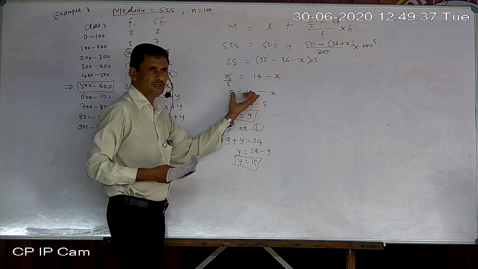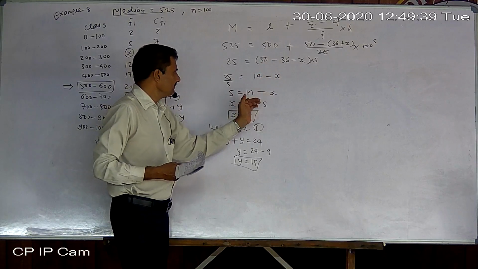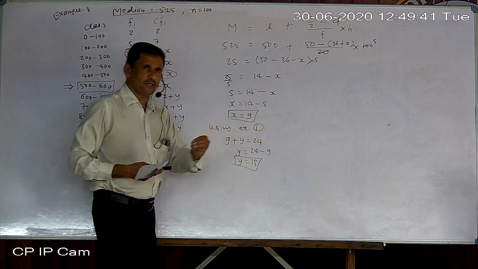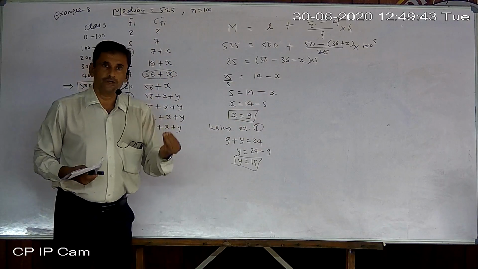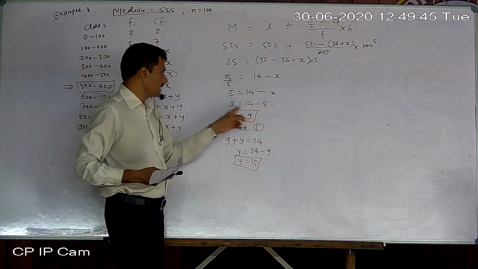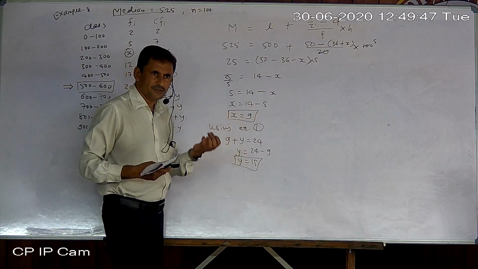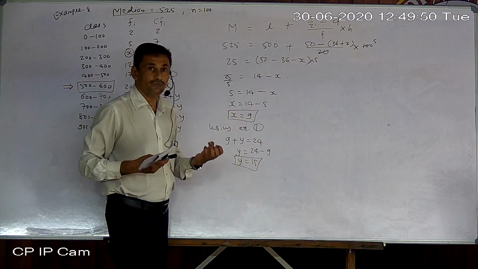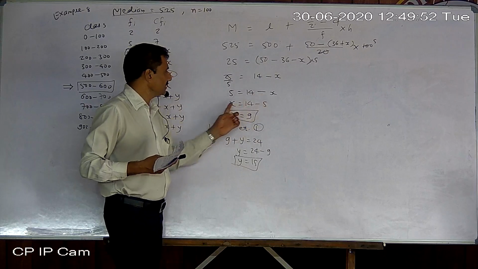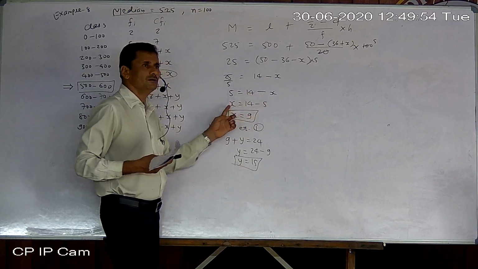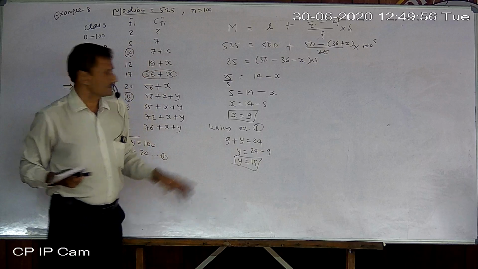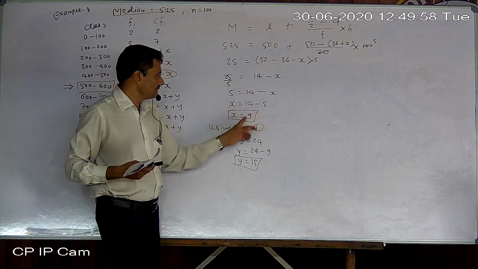Now it is very simple. If you want to find x, then first of all x is negative, so try to convert it into positive. So I shifted x only. Otherwise we never shift the unknown variable. We here shifted the unknown. Why? That was negative. We want it positive. That's why. Now 5 comes here. So 14 minus 5, 9.